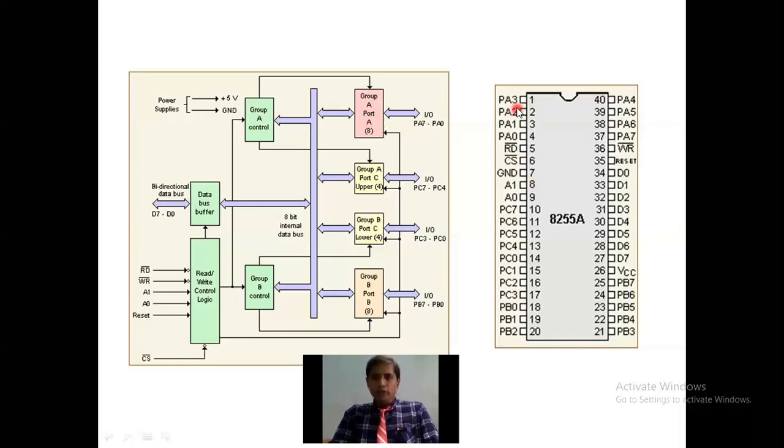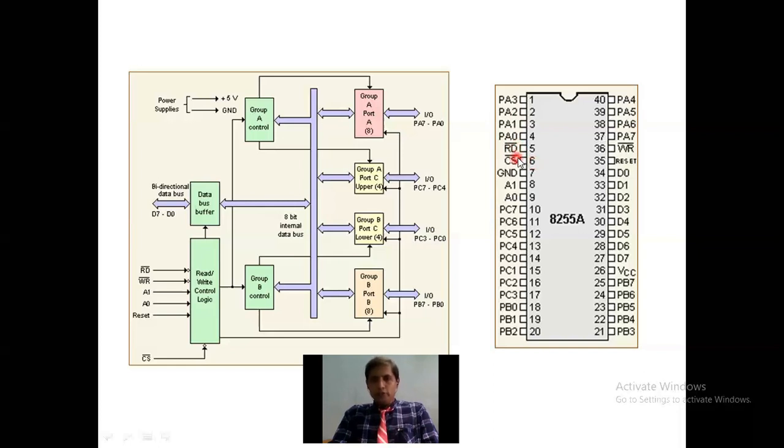See here, first port A. Port A is mainly used for 8-bit input or output operation. If it is input, it acts like a buffer, and if it is output, it acts like a latch. But this port A is ready to perform either input or output operation. So this is the operation for port A. Next, coming to read bar. Whenever read bar is activated, what happens? The 8255 is ready to receive the data.